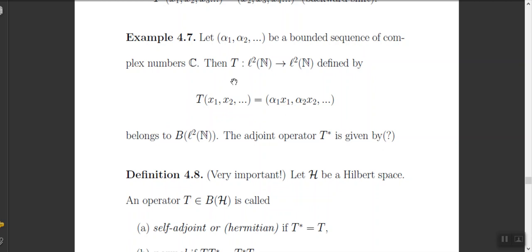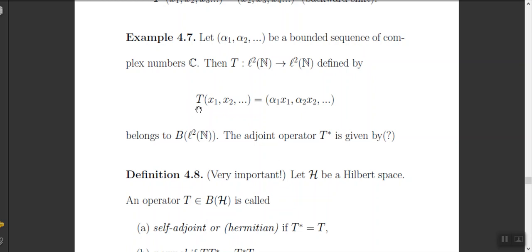Again, I leave it to you to check that T is a bounded linear operator on L2. Now, what is the adjoint of T? What do you think about the adjoint of T? T star is a bounded linear operator. What is the formula of T star? The answer is this, and I leave it to you to figure out or to prove that T star indeed equals this. Look at here.